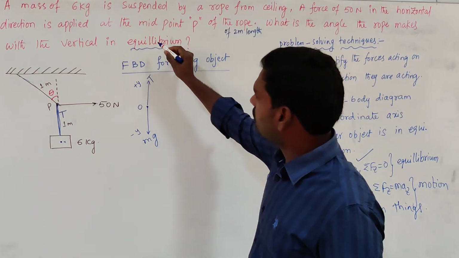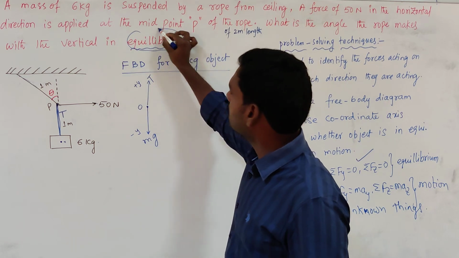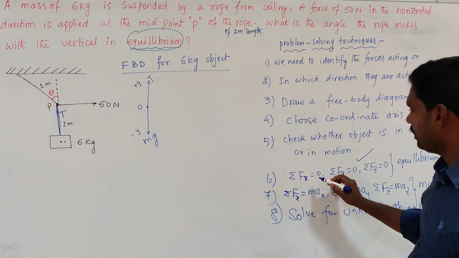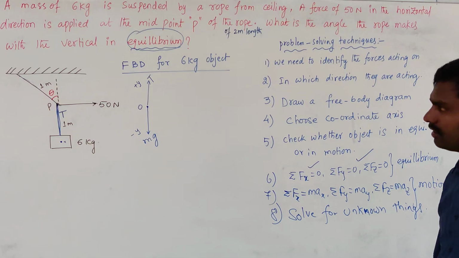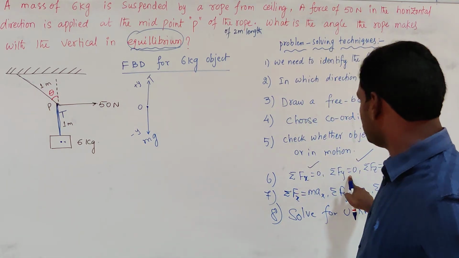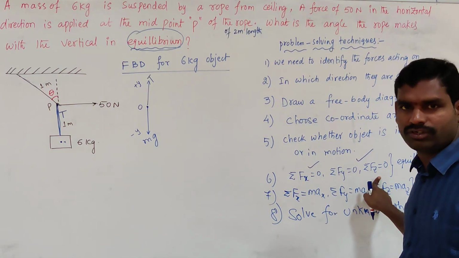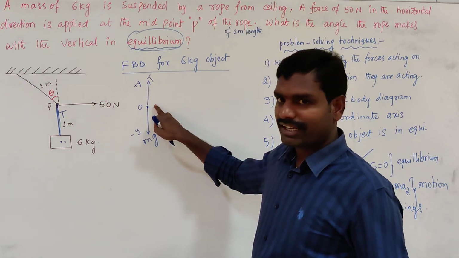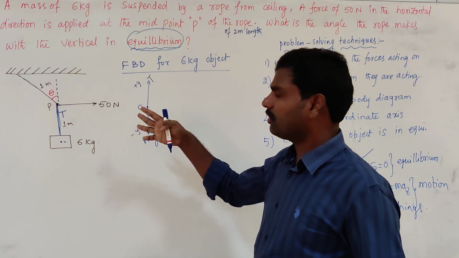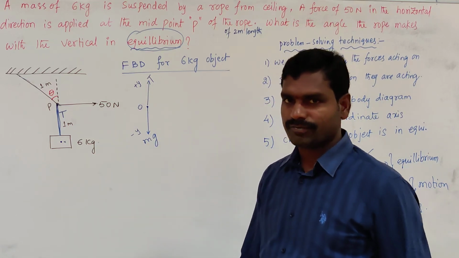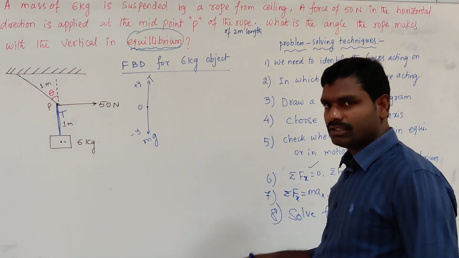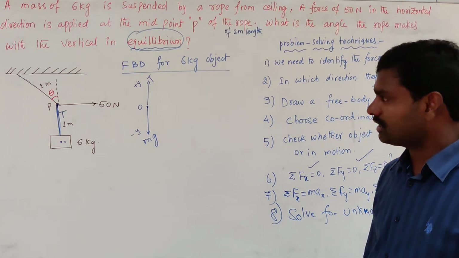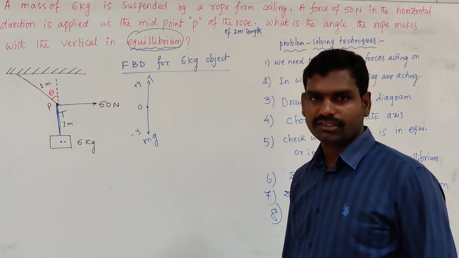Right. Next, check whether the object is in equilibrium or in motion. He has mentioned that the object is in equilibrium. So we apply Newton's first law of motion. That is, sigma Fx equal to 0, sigma Fy equal to 0, sigma Fz equal to 0. We need to see the components of forces along the x-axis. Here in this case, there is no component of forces along the x-axis, so no worry about the x component of forces. And z components of forces are also absent.